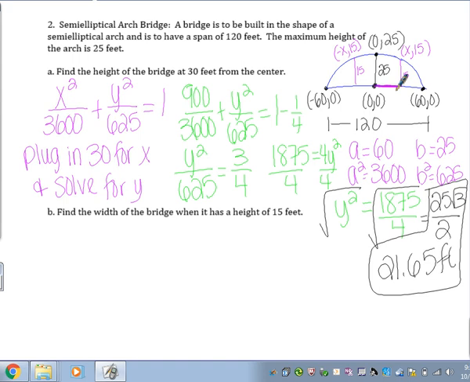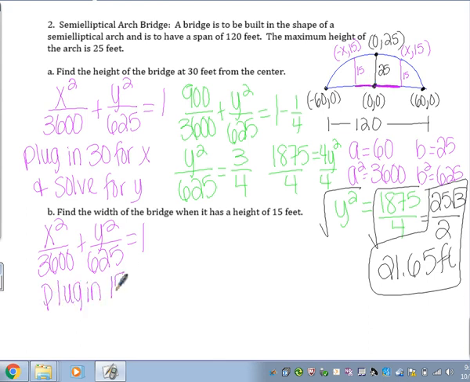We already have the equation. We have x squared over 3600 plus y squared over 625 equals 1. So now what we're going to do is plug in 15 for y, solve for x, but we have to double it because it's the width here and it's also here. That x value is here and here. So we double it for the full. All right, so we plug in 15 for y and solve for x.